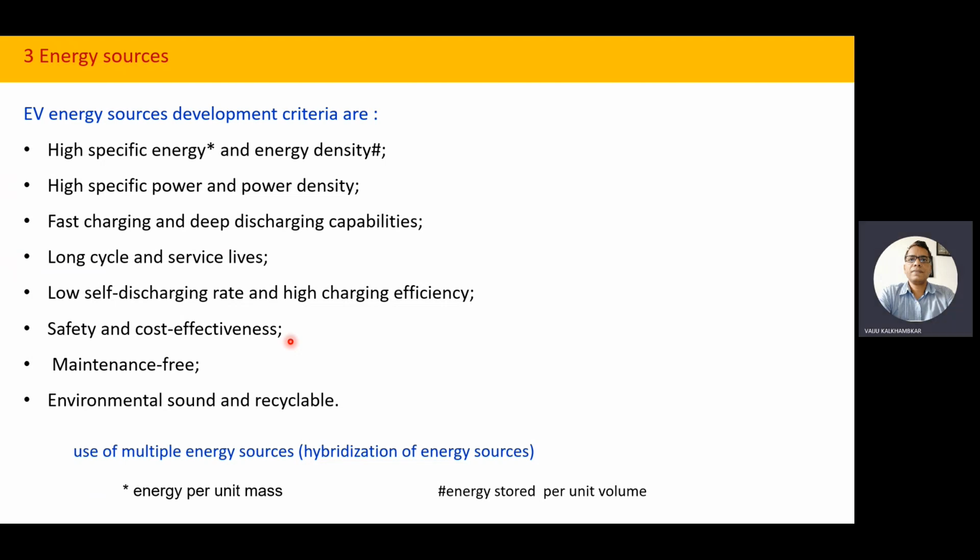And we have seen the energy source may be a battery, it may be a flywheel, it may be a supercapacitor, or the energy source can also be a fuel cell. So these four types of energy sources we can use for electric vehicle applications, mostly in combination with a battery, and all energy sources which we select should possess these desirable properties.